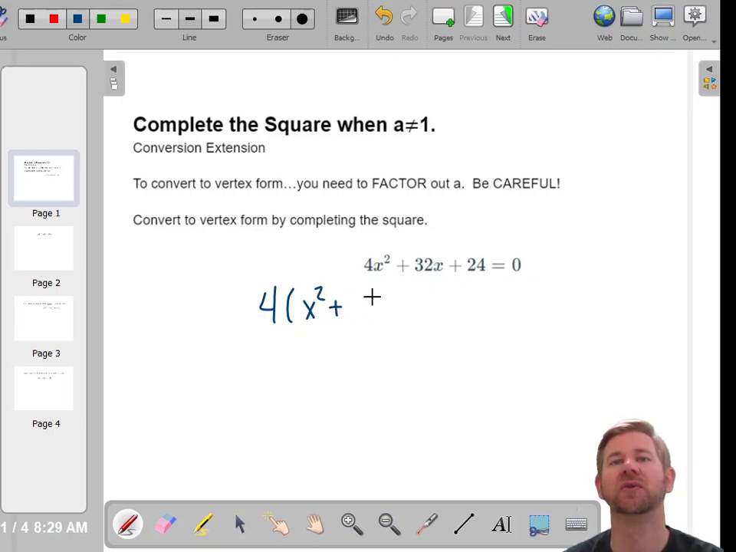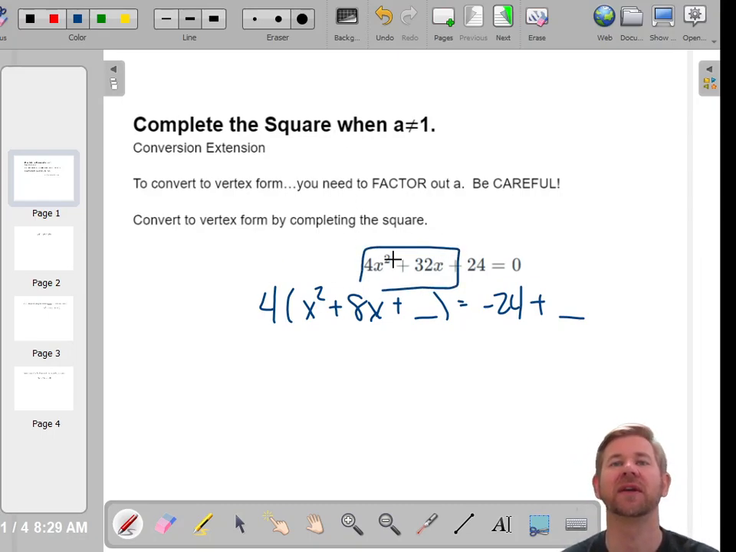I'm going to factor a 4 out of these first two terms, so factor out a 4, and you get x squared plus 8x. And I'm going to put a blank there, and I'm going to move this 24 over to the other side, and we're going to come back to it. So right here, what I've done is I've factored that 4 out. Now I have x squared plus 8x, and I've got my blank.